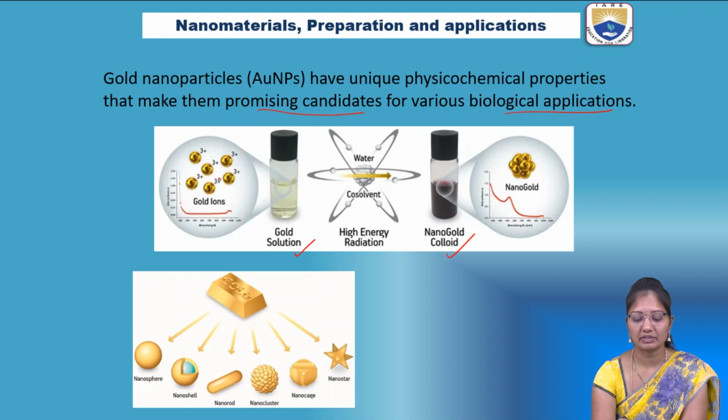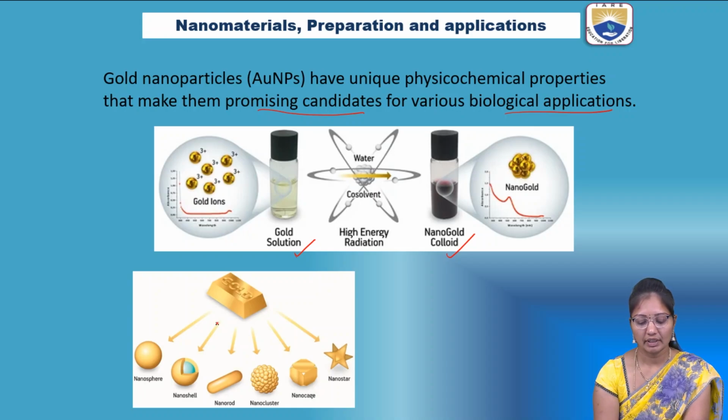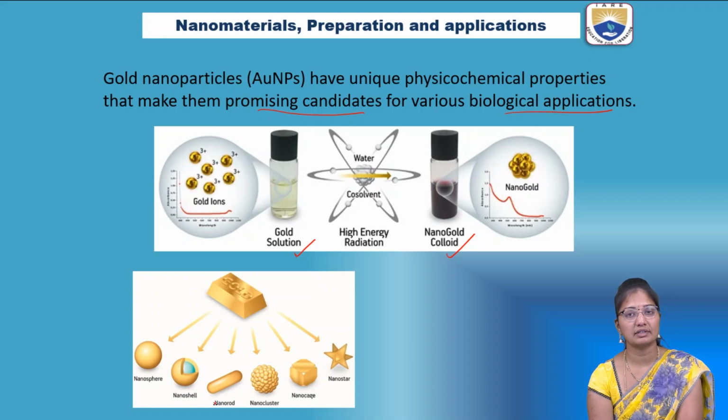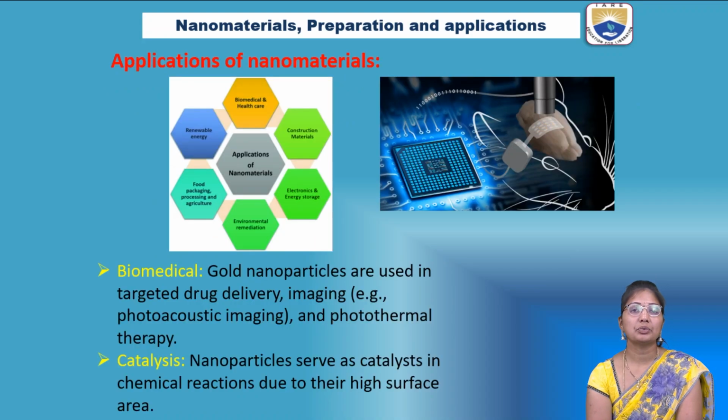See, this is Au3+ ions. The colloid formed will then be converted into Au0 with colloids, called these nano gold colloids or nanoparticles. Here, these gold nanoparticles will be nanospheres, nanoshells, nanorods, nanoclusters, nanocages, and nanostars. So, depends upon the formation of these particles, there are different types of gold nanoparticles. Depends upon the application also, this synthesis will happen.